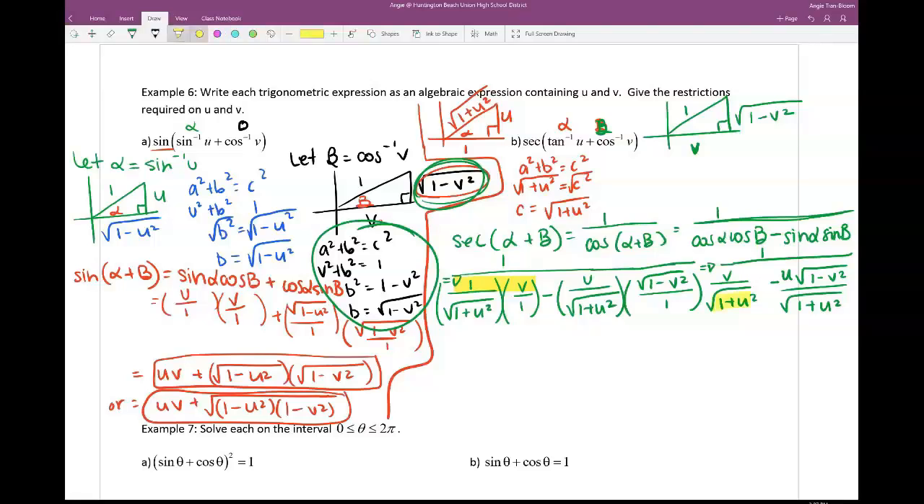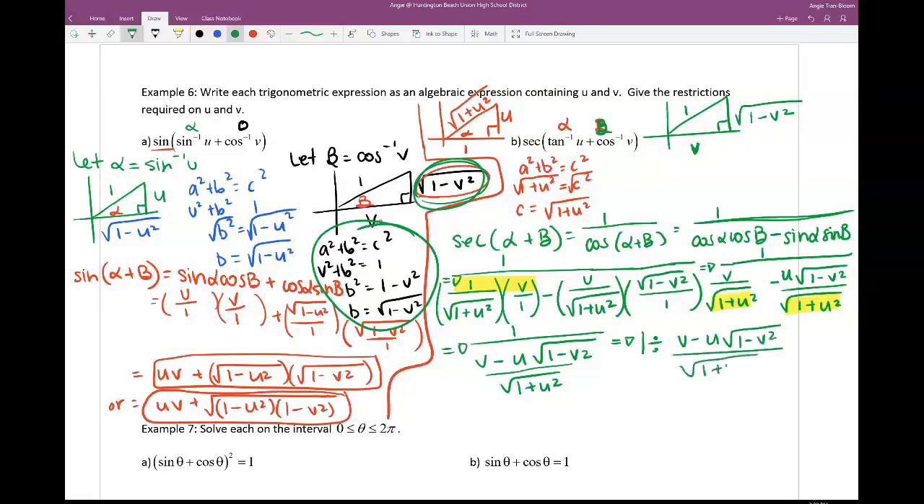Oh, nice. Look at this denominator. It's already the same, right? So I can just put it all over the same denominator because it's exactly the same. Cool, right? Okay, so now on the top it's just really v minus u radical 1 minus v squared. So 1 divided by anything, it's really like this. 1 divided by v minus u times the square root of 1 minus v squared, all over the square root of 1 plus u squared.